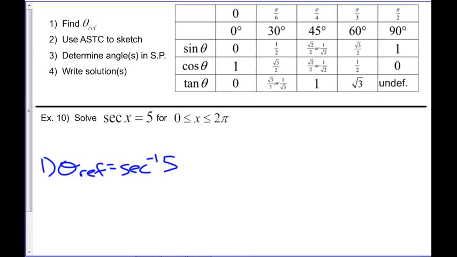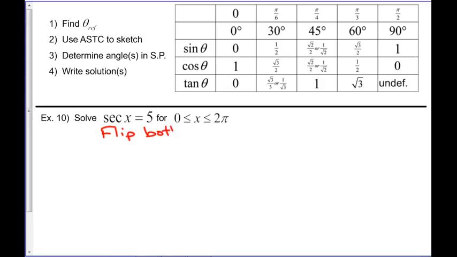So you need to convert to working in the primary trig ratios. And what we're going to do is flip both sides. You can do anything to an equation as long as you do it to both sides. So the reciprocal of secant would be cos. 1 over secant would be cosine. The reciprocal of 5 would be 1/5. Now we're ready to get to work.